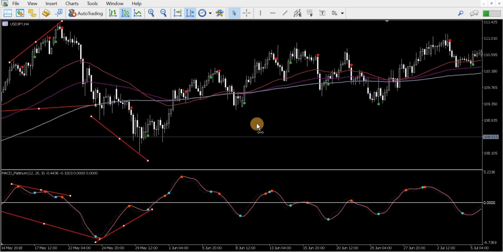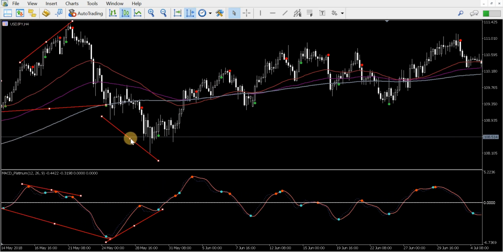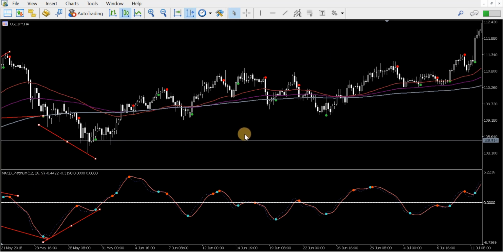So I hope I didn't confuse you there. They should be green, these ones. Any underneath are green, on top are red. I'm just using the same color for everything.